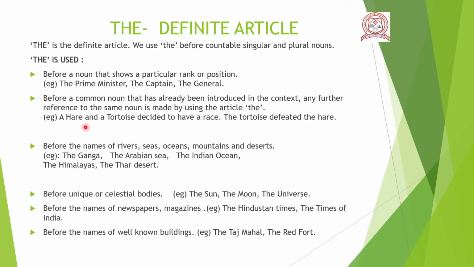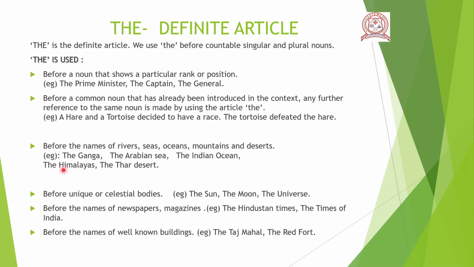Example, a hare and a tortoise decided to have a race. Here, the common nouns are hare and tortoise, but when you come to the second sentence, you will see the tortoise defeated the hare. Instead of using a tortoise again, we particularized on that tortoise. So in the second sentence, when it comes, we use the article the.